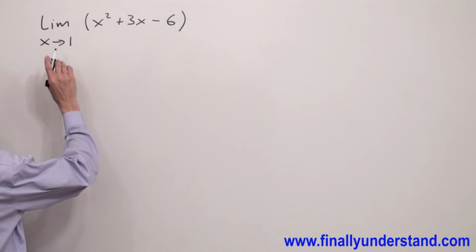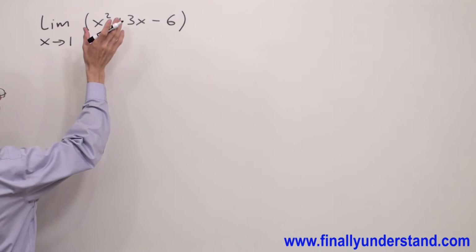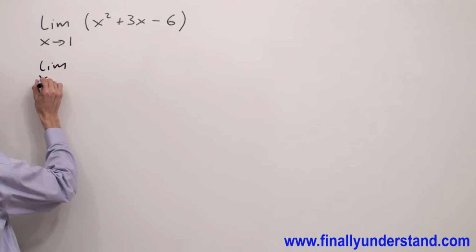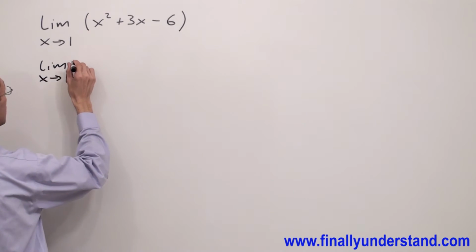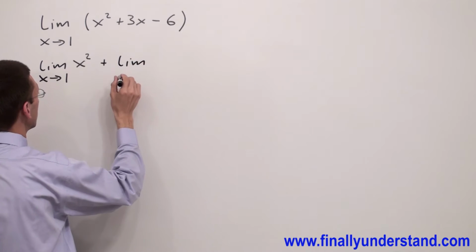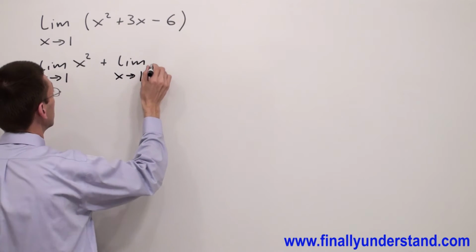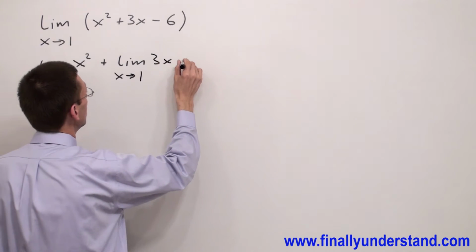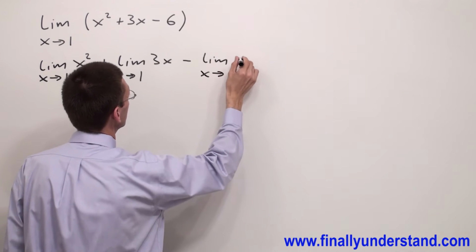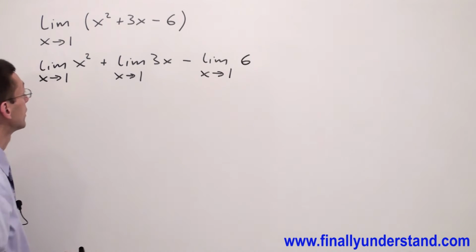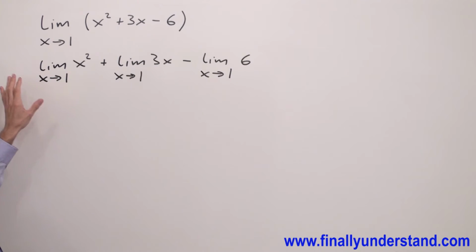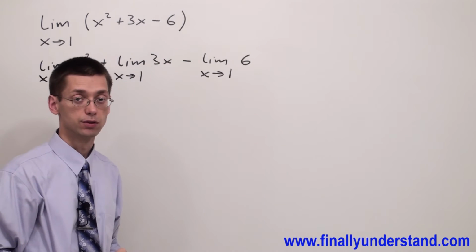Let's take a look. We have the limit of the sum and difference. We can rewrite this as limit x approaches 1 of x squared plus limit x approaches 1 of 3x minus limit x approaches 1 of 6. As I said, the limit of the sum or difference is the sum or difference of the limits.